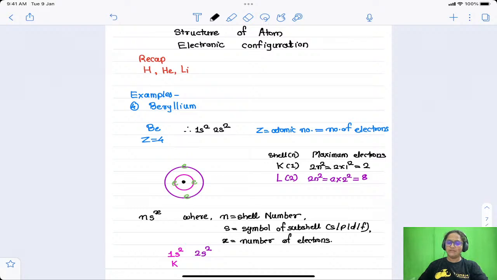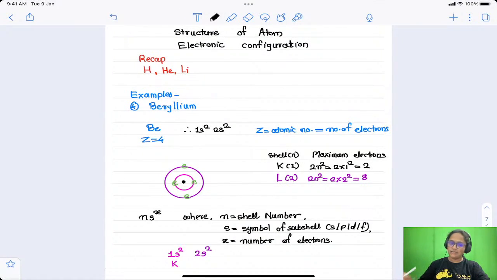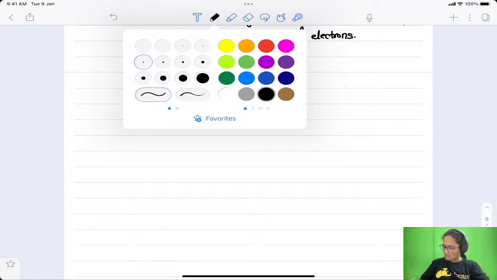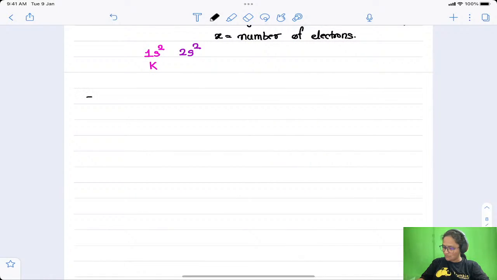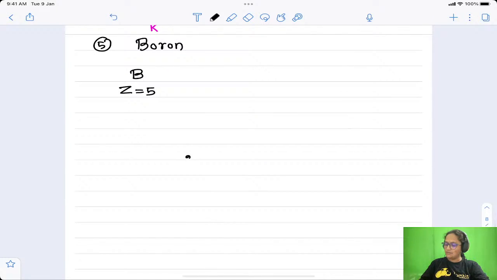So after beryllium, let us see the next example for electron configuration, and that is boron. The fifth example is boron. The symbol for boron is B. Atomic number is 5. As the atomic number is 5, there are 5 electrons present in it. Then this is the nucleus of the boron atom.